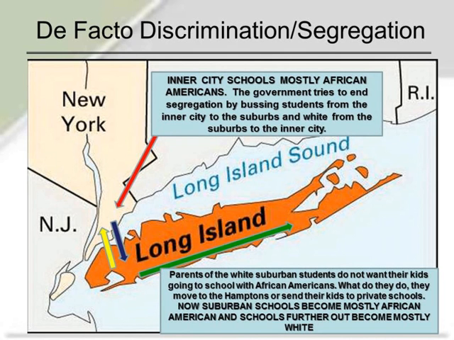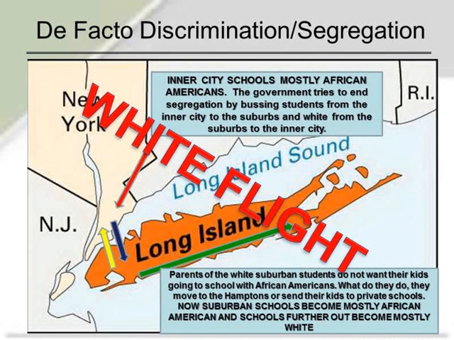And the whites were moving so far out on Long Island, so far from the inner city schools, that you could not have these African American and minority students on the bus for 3 hours to get to school and 3 hours back. So what happens is the suburban schools start to become mostly African American, and the schools that are further out on Long Island become more and more white. The government can't overcome that. And this was a real phenomenon. This really happened, and it was called white flight.